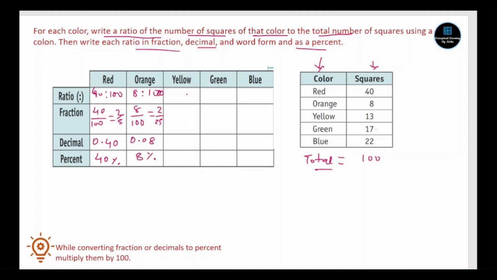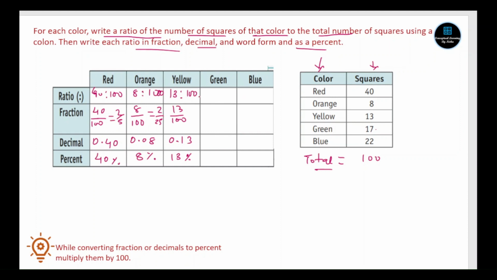Excellent. Now yellow. So how many are there? Yes, 13 is to 100. So 13 over 100. Can we simplify this? No, because 13 is a prime number. We cannot simplify. And what do we get? 0.13. And here, yes, excellent. Very good, 13%.